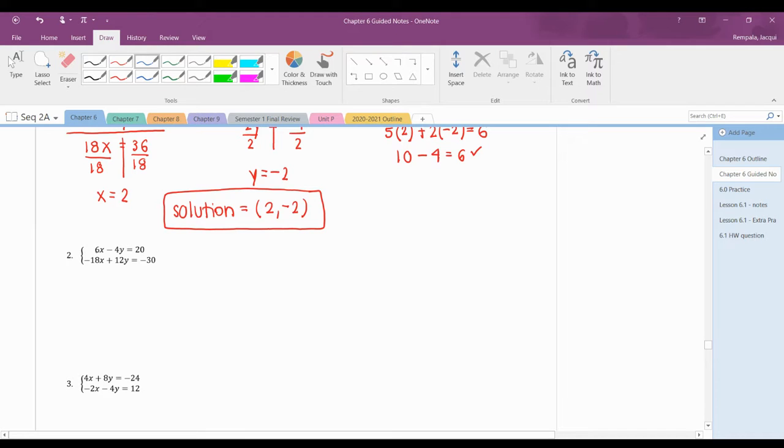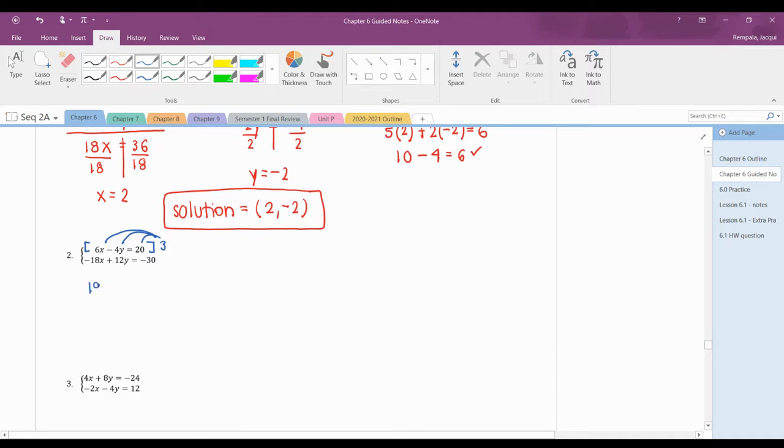Well, if I look at 6, can I multiply 6 times something to get 18? My answer is yes. I can multiply by 3. Because the bottom is a negative 18, I want the top to be a positive 18. So since 6 is positive, we want to multiply it by a positive 3 in order to make that happen. So I'm going to multiply every single thing in the top equation by positive 3.